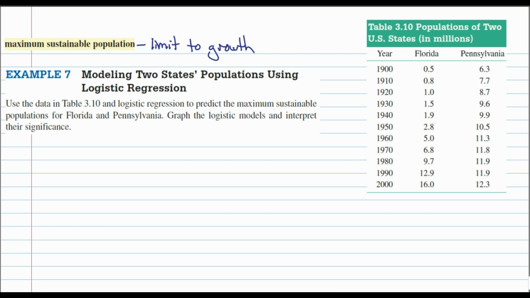Use the data in Table 3.10 and logistic regression to predict the maximum sustainable populations for Florida and Pennsylvania. Graph the logistic models, and interpret their significance. So we'll talk about what that means in a second.